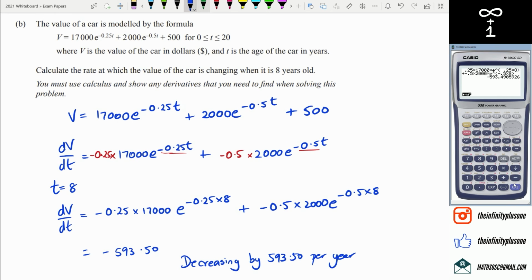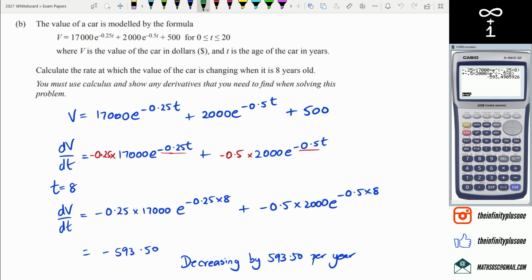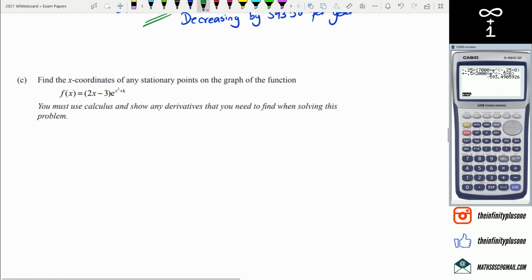And again, when I look at the answer schedule, let me see if I can show you guys. As you can see, with the answer schedule, all they're looking for to achieve is just the correct answer. The units are not required, and the interpretation is not required as well. So you don't really need to worry too much about the interpretation. You could potentially just leave it here and still get an achieved for it. All right, so let's go to the next question.